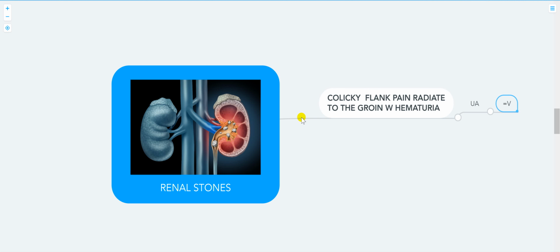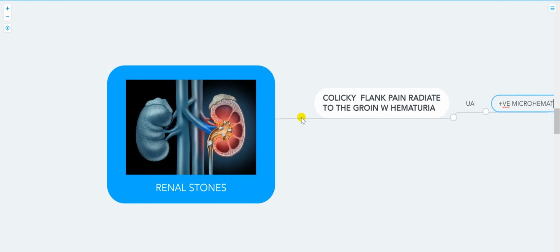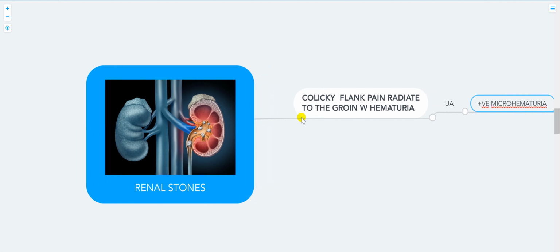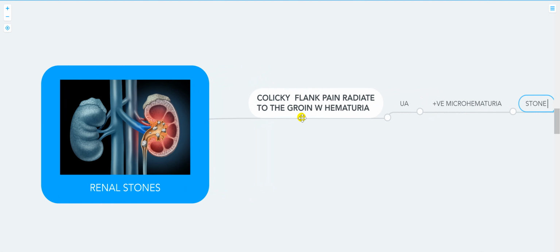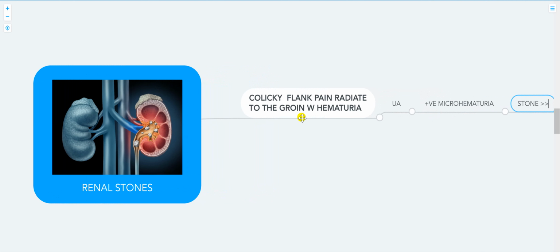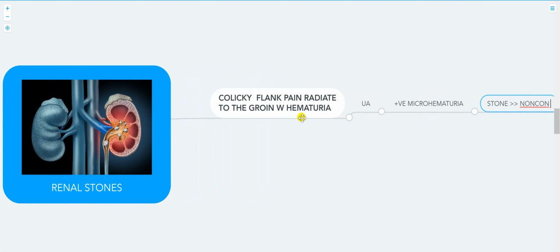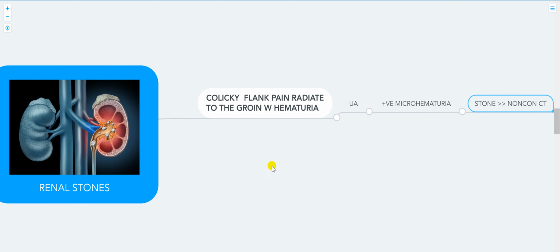for microhematuria, we look for microhematuria. If it's positive for microhematuria, what do we do after that? Then this is a stone. So what we do is non-contrast CT. Non-con CT, okay?